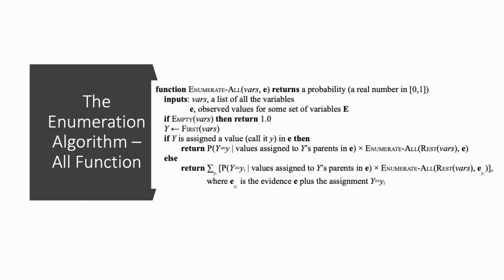The enumerate all function is a helper function which computes the probability of the evidence. Every time this function is called, we look at the next variable, y, from vars. It is either assigned an evidence to some value or y is not assigned, for which it has to sum over all possible values in y's domain.